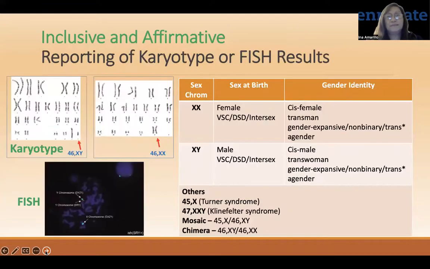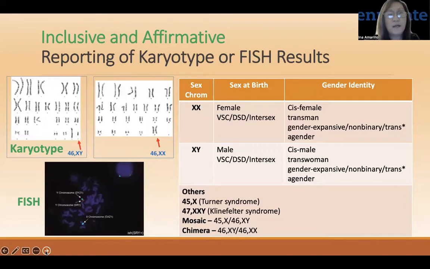Next slide, please. So on the top left is the human karyotype. We have 46 chromosomes, 23 pairs. Chromosomes 1 to 22 are autosome pairs, and then we have the X and Y pair, and then the XX pair. And FISH, on the bottom left, is a picture of XY and SRY FISH testing. So SRY is one of the genes responsible for sex determination. It can dictate whether an individual can have testes or not, but it's not the only gene responsible for testes formation.